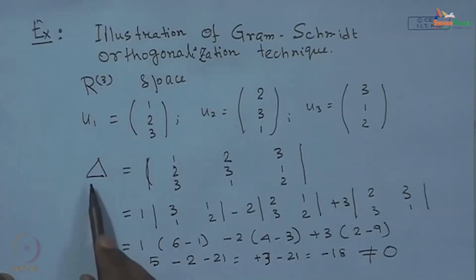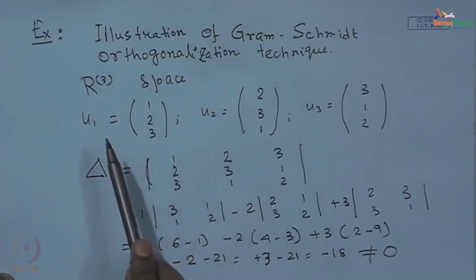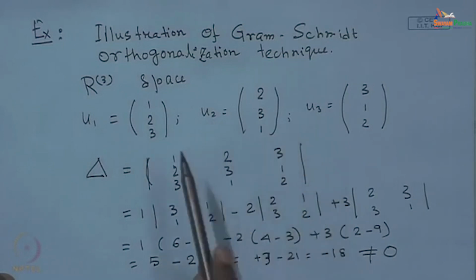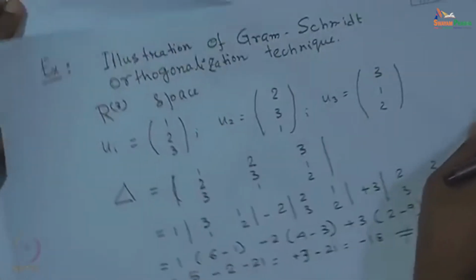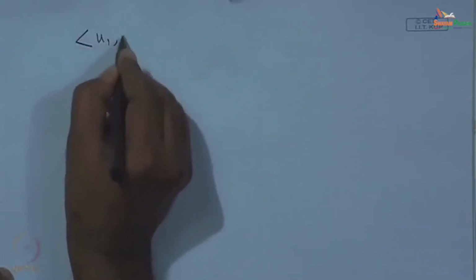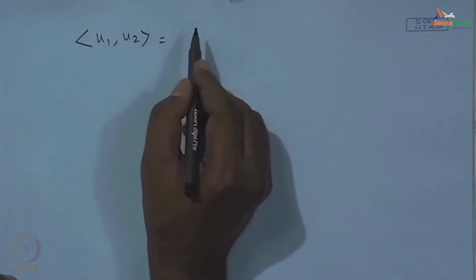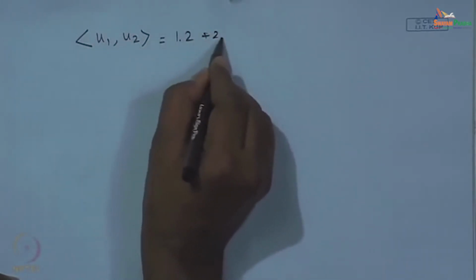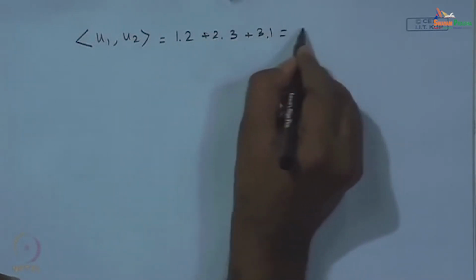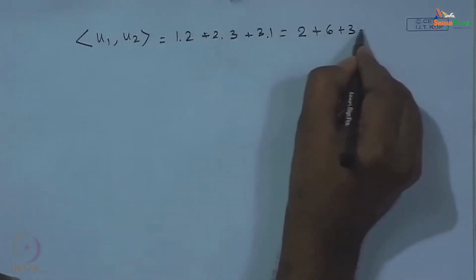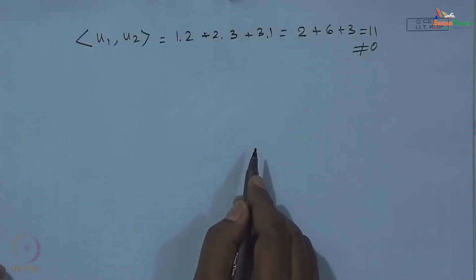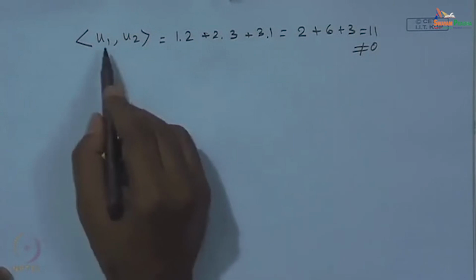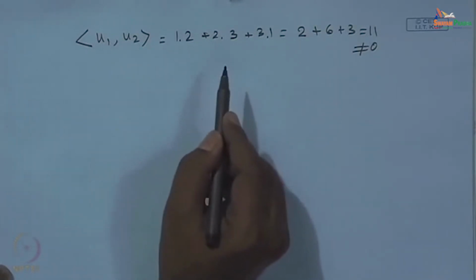So, since the determinant is not equal to 0, the set constituted by u1, u2 and u3 forms an independent set of vectors. Now, if you take the inner product of u1 and u2, the inner product will be 1 into 2 plus 2 into 3 plus 3 into 1. So, this becomes 2 plus 6 plus 3 is equal to 11. This is not equal to 0. That means, although u1, u2, u3 are independent, they do not form an orthogonal set of vectors.